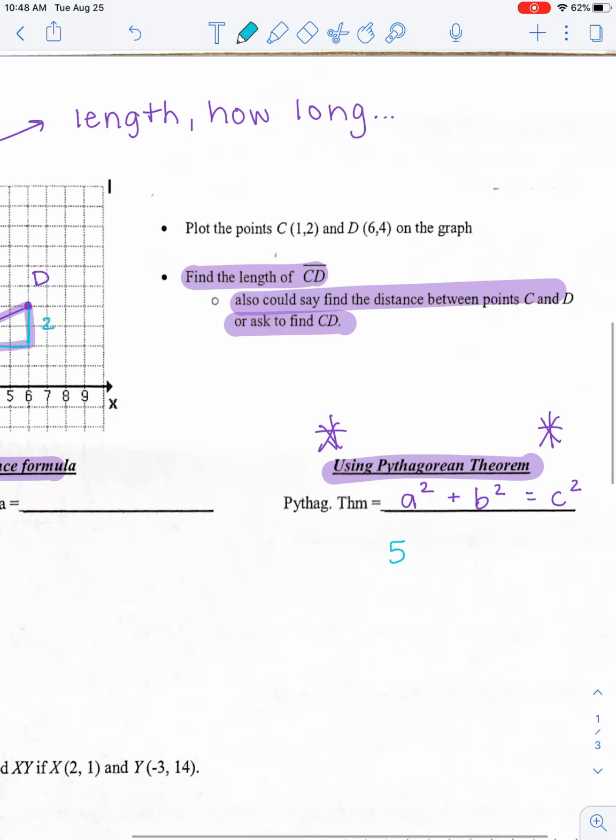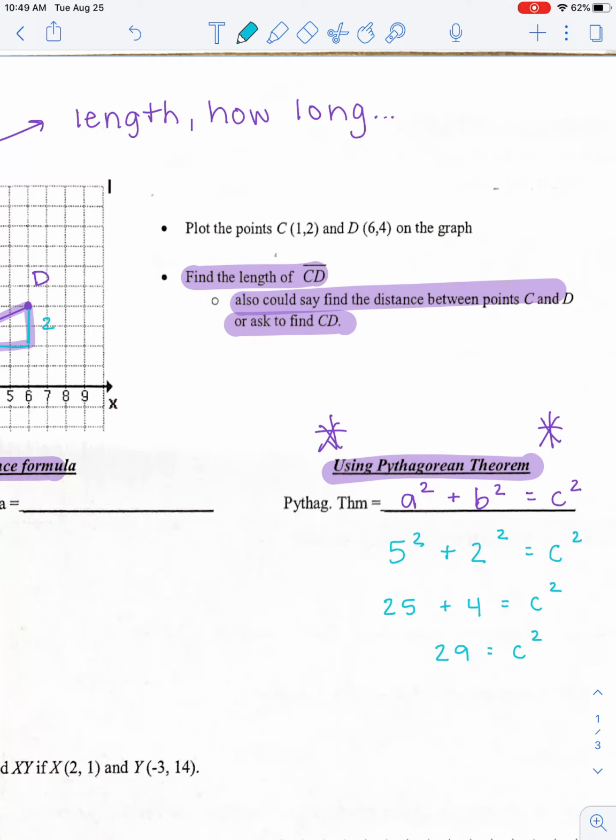So I'm going to say 5 squared plus 2 squared equals, and we don't know what the hypotenuse is. We're going to try to find this. We're going to keep that as C squared. Time to do the math. 5 squared is 25 plus 2 squared is 4 equals C squared. 25 plus 4 is 29 equals C squared.